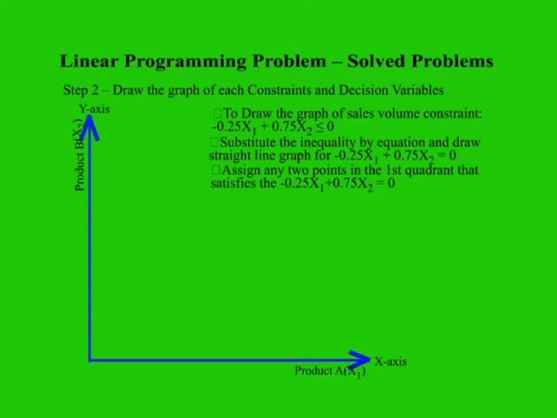Assign any 2 points in the first quadrant that satisfies the equation negative 0.25x1 plus 0.75x2 is equal to 0. If x1 is equal to 0, then negative 0.25 times 0 plus 0.75x2 is equal to 0, meaning x2 is equal to 0. So 0, 0 can be the first point or the first order pair.